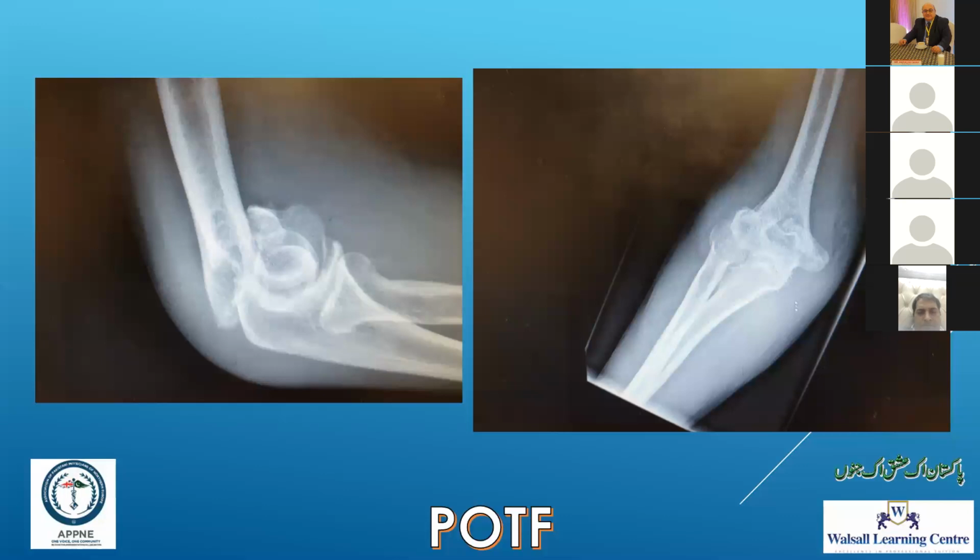If someone has an open wound, you put an external fixator, okay? But you have to know what are the indications of non-operative. And basically, the non-operative is if the patient has contraindication to surgery. He's not fit, has a cardiac problem, is diabetic, has an infection, or some other issue.